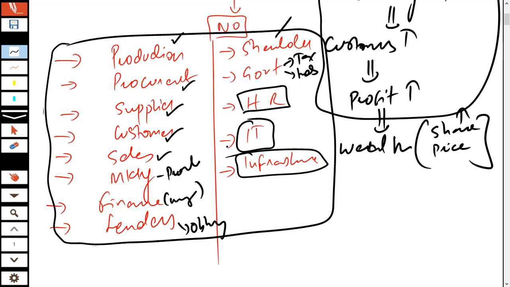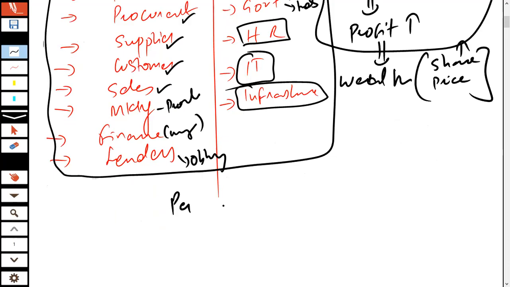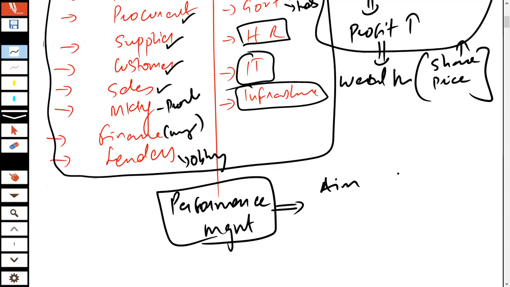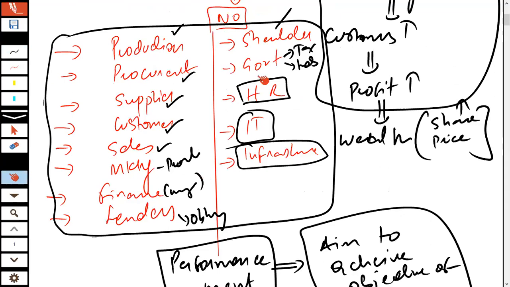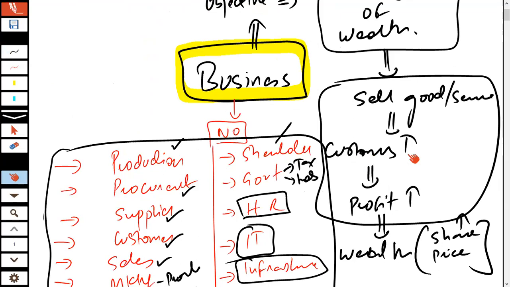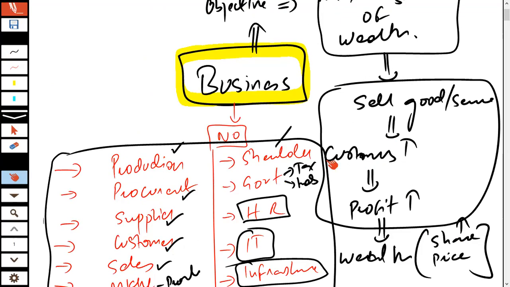And when we talk about the concept of performance management, what exactly do we mean by it? Performance management means that you aim to achieve the goals and objectives of your business. And to achieve them, this is all that you have to manage. Once you are able to manage all of this, you are going to get more customers, more profit, and hence an increase in share price and in wealth. Resultingly, the objective of the business is going to be achieved.